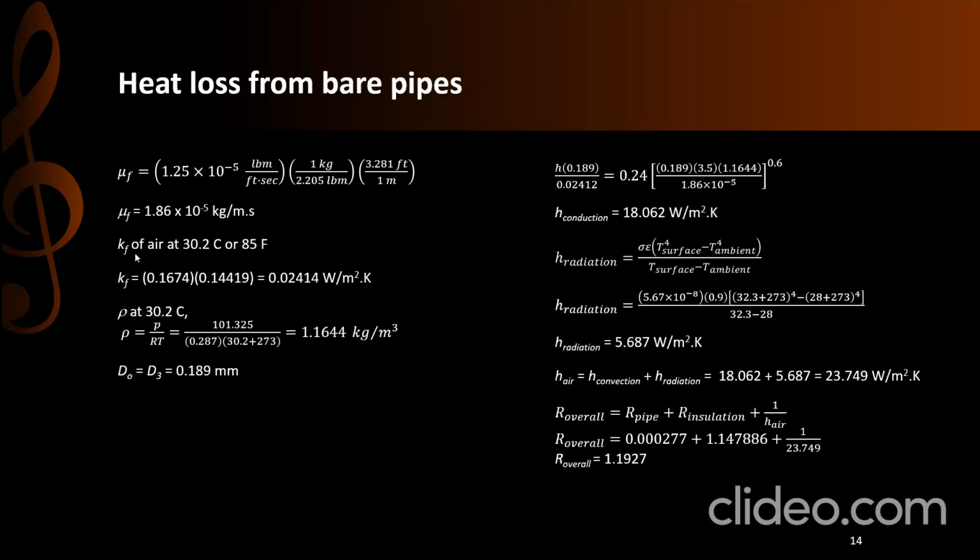So K sub F of air at 30.2 C or 86 Fahrenheit is K sub F is equal to 0.1674 times 0.1441 conversion factor is 0.02414 watts per meter Kelvin. Density at 30.2 C is rho is P over RT is equal to 101.325 divided by 0.287 divided by 30.2 plus 273 is 1.1644 kilogram per cubic meter. So also, D sub O was equal to D sub 3 as 0.189 meter. Pause ulit tayo.